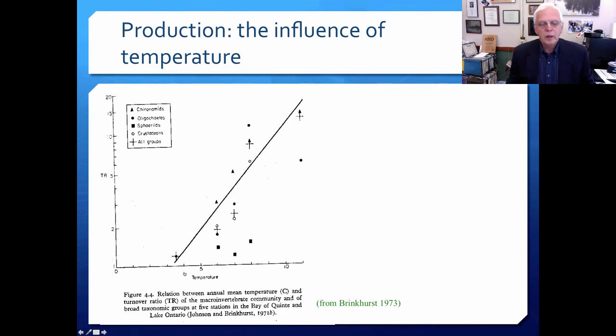So here's a graph showing for a bunch of different kinds of organisms the temperature and the turnover ratio. Turnover ratio is essentially the ratio of secondary production to standing biomass. So you can kind of see this turnover ratio as a percentage yield on an investment of biomass. That's how much it's giving back per unit time. And this may be a turnover ratio for a year or a month or a day. In this case, I think it's annual.